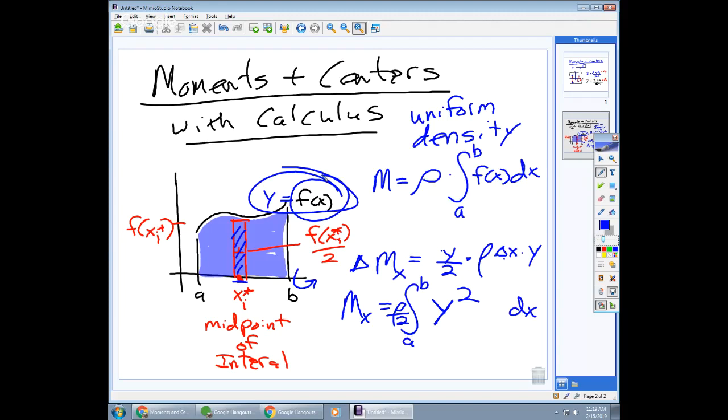So that's the moment about the x-axis. The moment about the y-axis is pretty similar. Moment about the y-axis is going to look similar. So slight differences though. I'm going about the y-axis here. So that means I need to get from the y-axis to that rectangle, in which case it's x away.